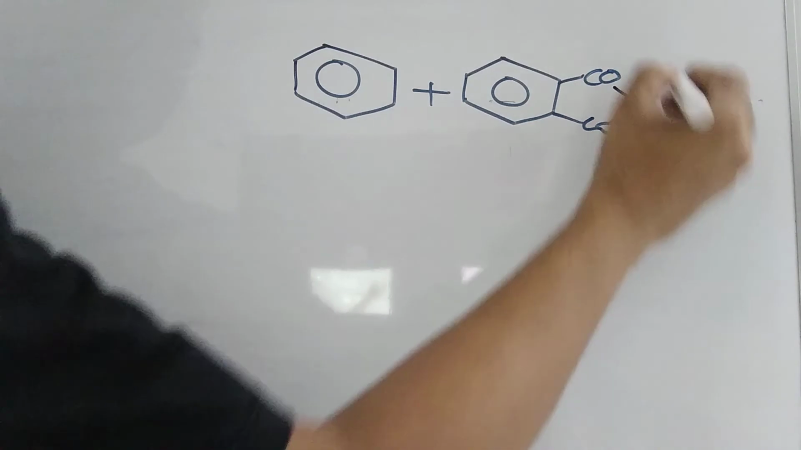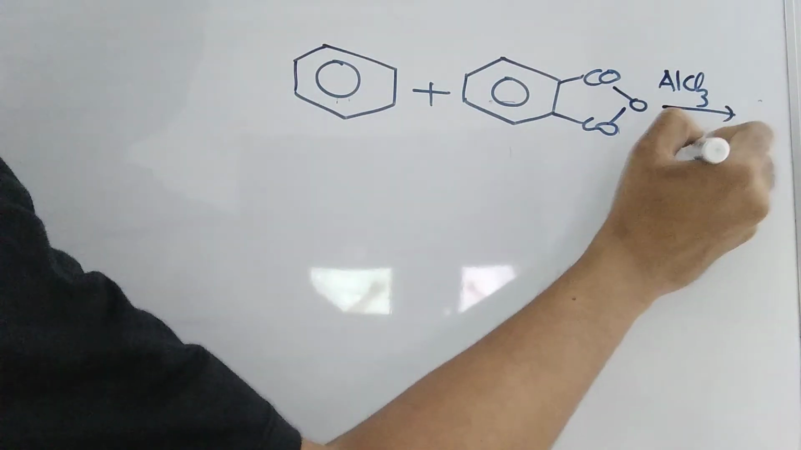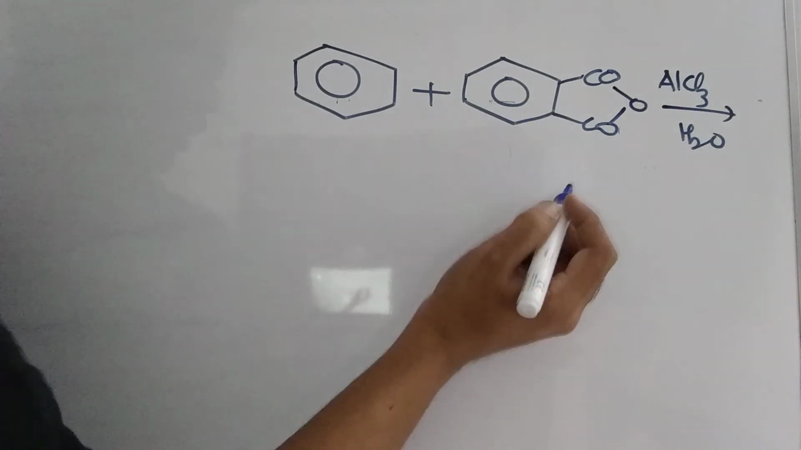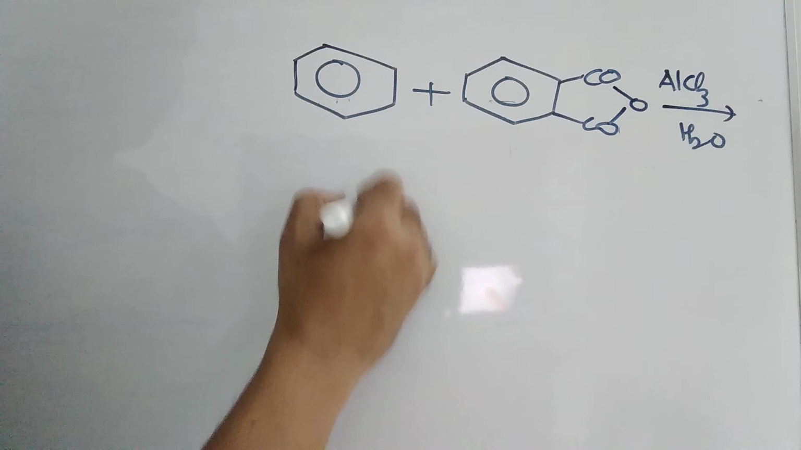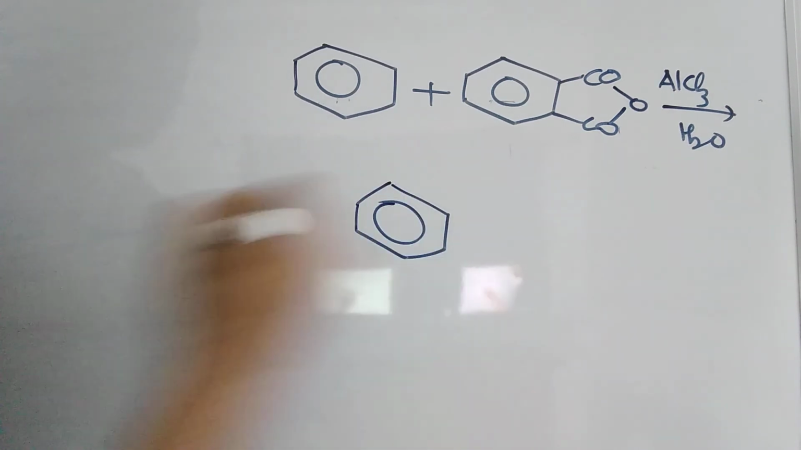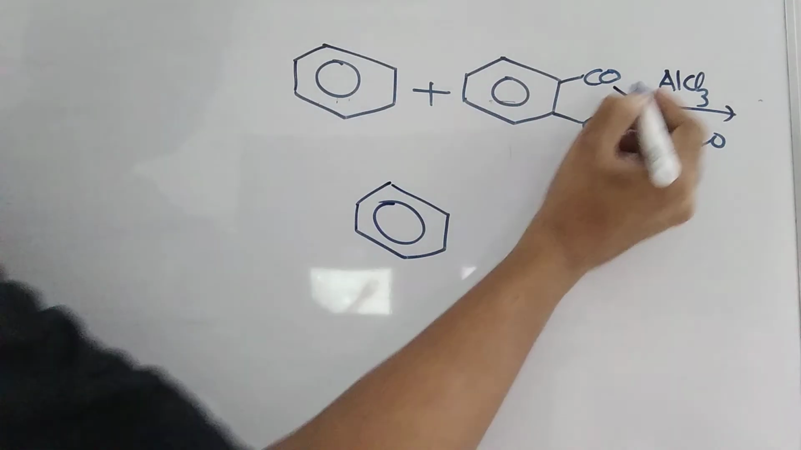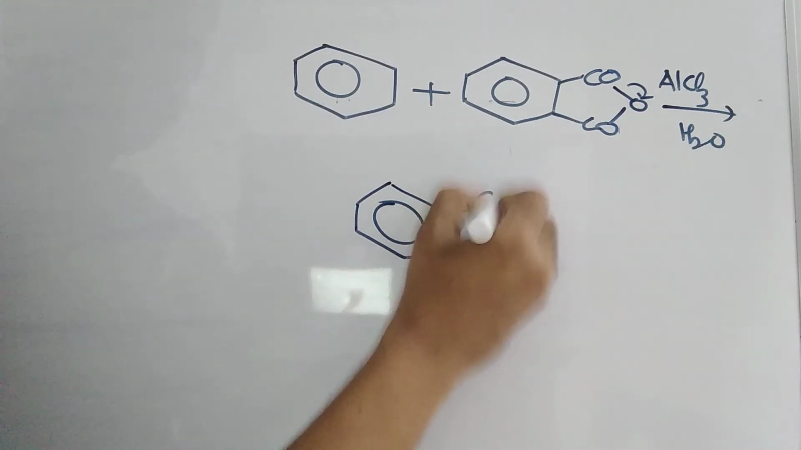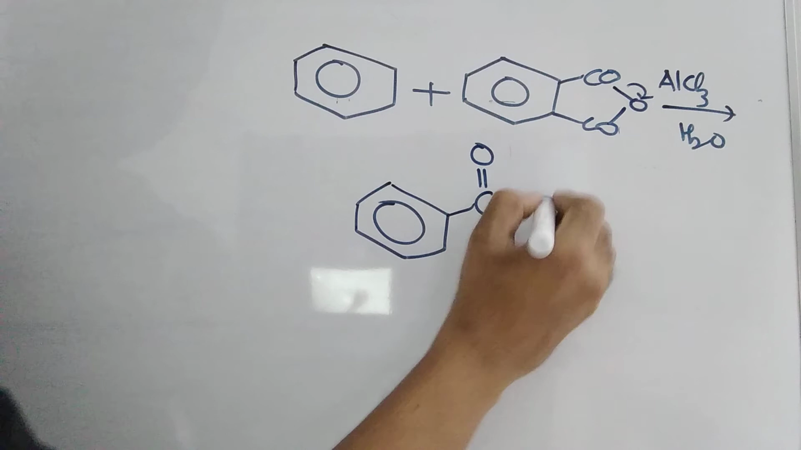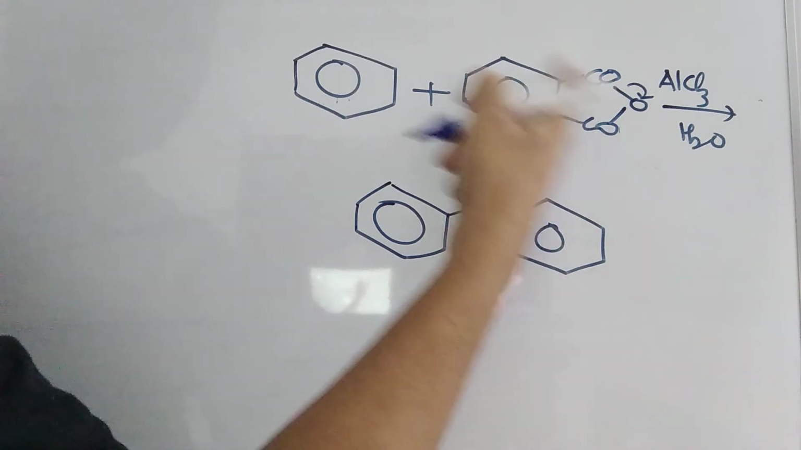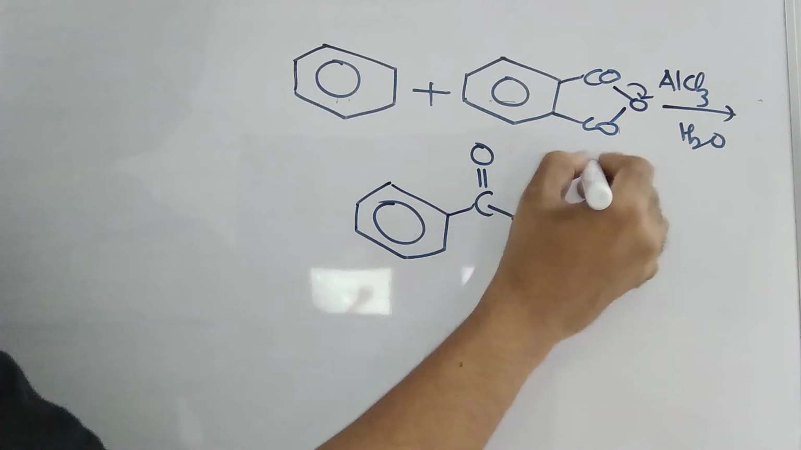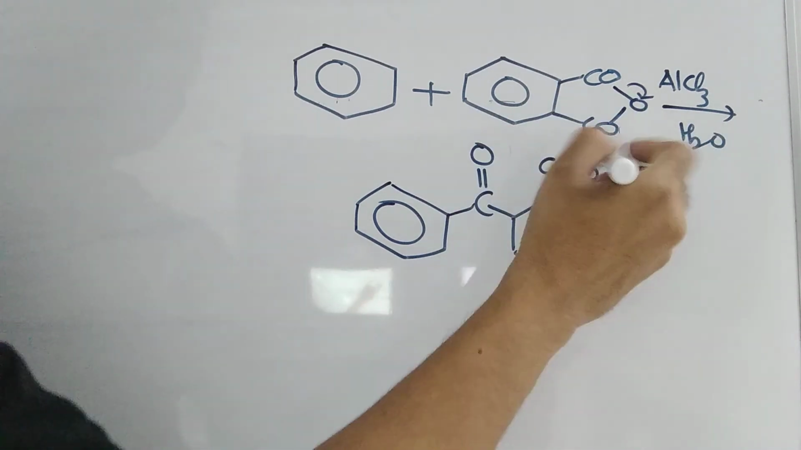Same conditions, first step AlCl3, second step water. The product will be, yes, exactly, just try to write in your notes. First place is same, this I am taking out here, so this will be CO. This CO is attached to benzene. Okay, CO, next place only COO. This will become COO minus. After adding H2O, it will become COOH.